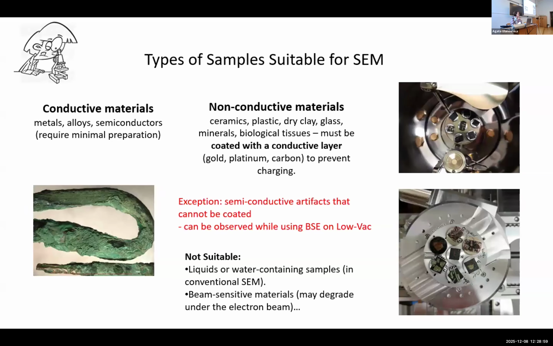So the types of samples that are suitable for SEM. Basically the conductive materials like metals, alloys, semiconductors, they require minimal preparation. So these are the easiest artifacts that we can analyze with SEM to see the microstructures, because they are conductive materials. The non-conductive ones will always cause problems.